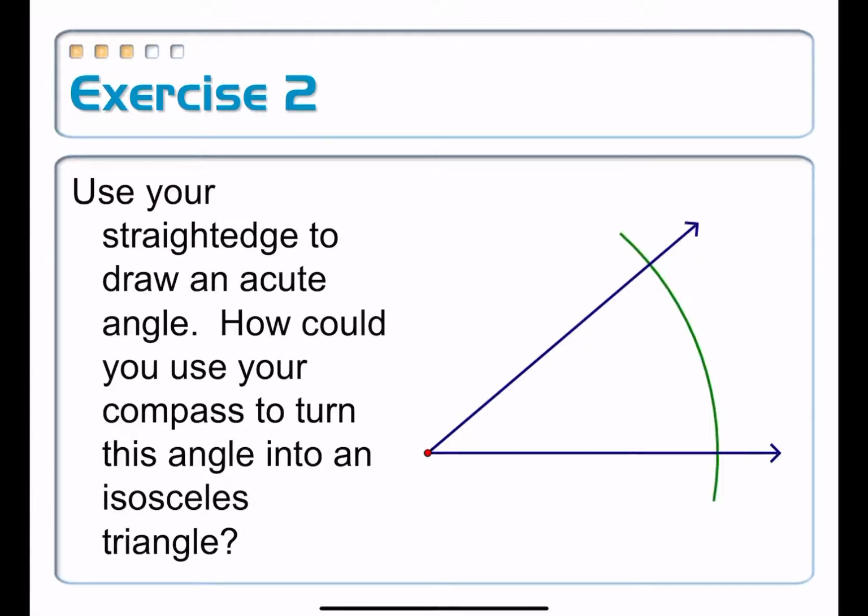You're just going to choose a compass setting. You poke your compass into the vertex of that angle, make an arc that intersects both sides, put some dots there, and then connect those two dots with your straight edge, and voila, you have yourself an isosceles triangle.